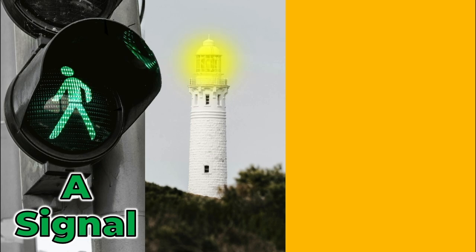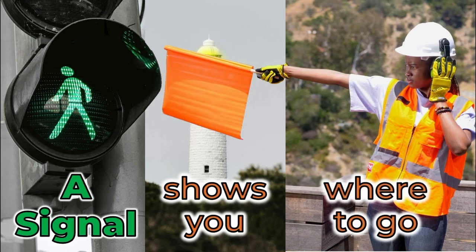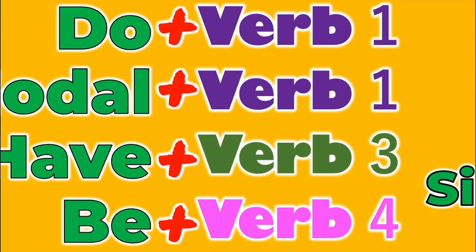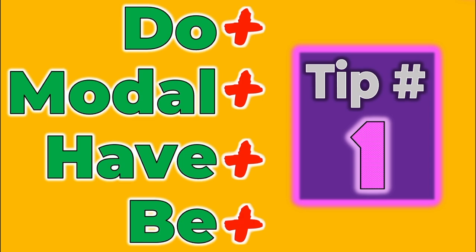So remember, keep this in mind during the quiz today. A signal shows you where to go. All right? Whatever it is, something that points to the right way, that's what we're looking for. All right? We're looking for that signal that will point us in the right direction. These words that you've studied so much in tip 1, 2, 3, 4, 5, and 6, these words are going to be our signals.